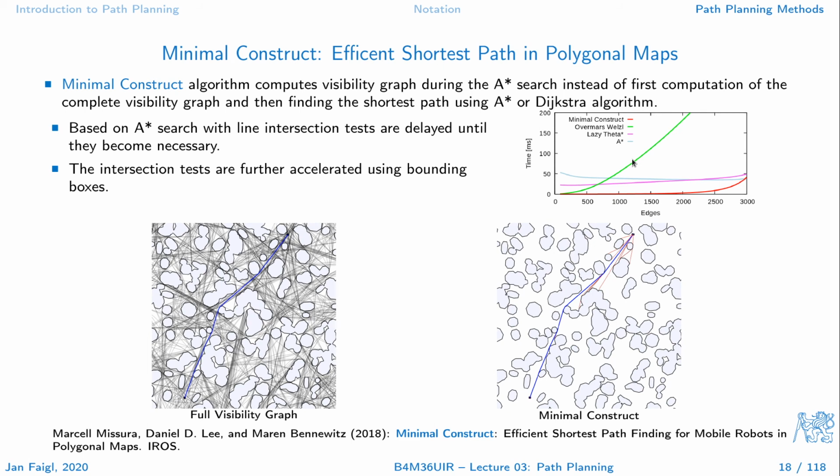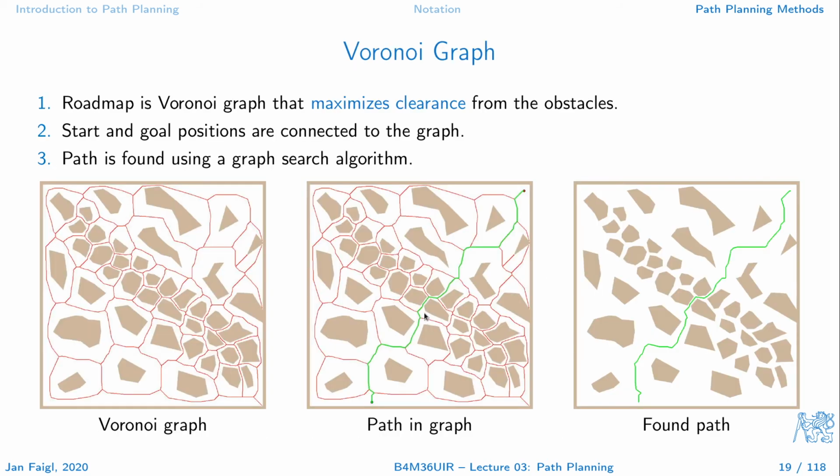I will not ask you to know or remember exactly how this minimal construct algorithm works, but the idea is important. What is not needed, we don't compute, and we compute very lazily, only once it's really necessary to decide where to go, which can significantly speed up the planning methods. That's the general idea, and that's the reason why we have this slide here.